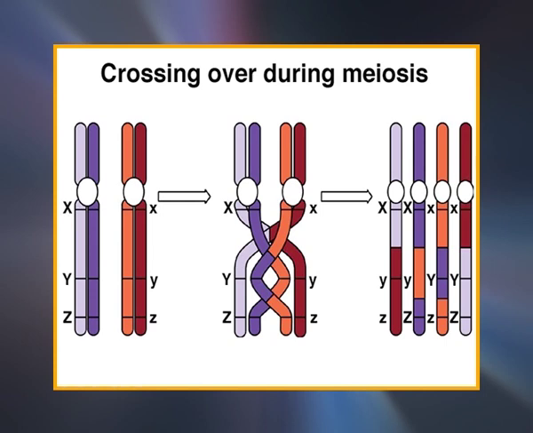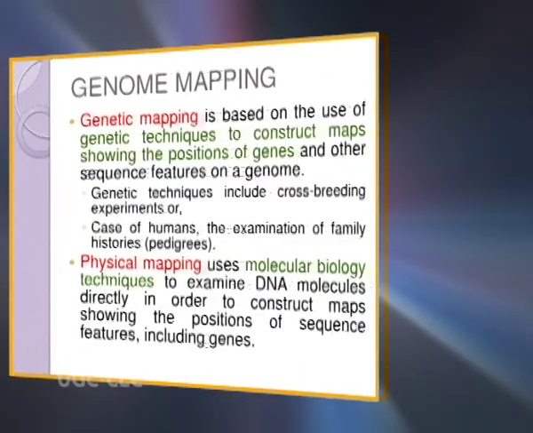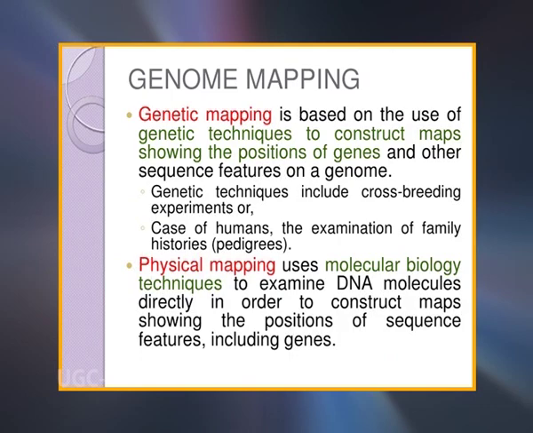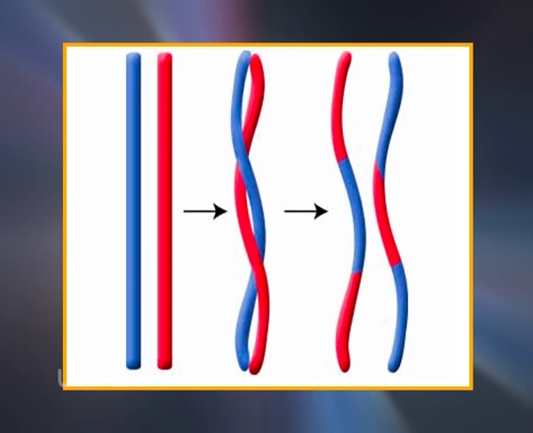Dear students, the next part is recombination frequency as a measure of linkage intensity. Genetic mapping allows us to estimate the relative distances between linked genes based on the likelihood that a crossover will occur between them. If two genes are very close together on the same chromosome, a crossover is unlikely to begin in the region between them.